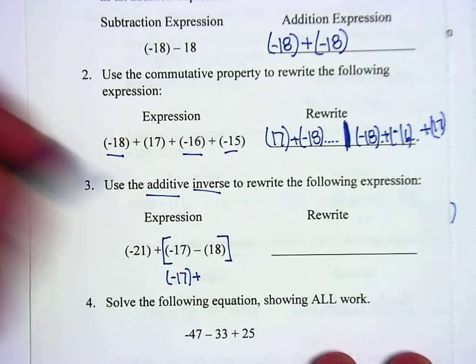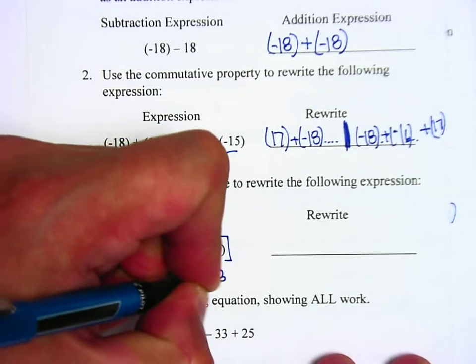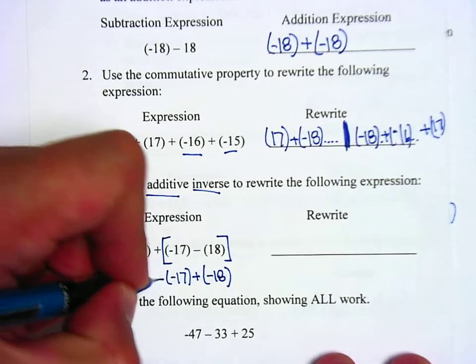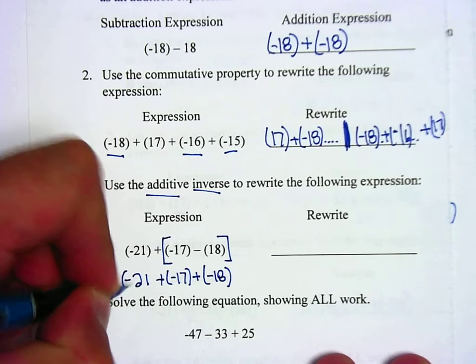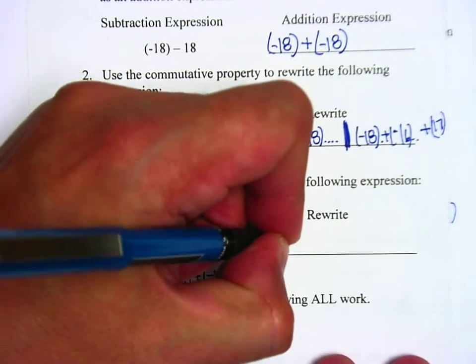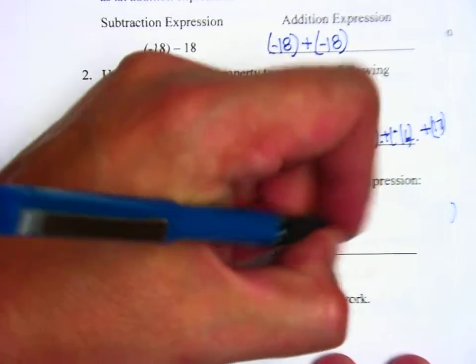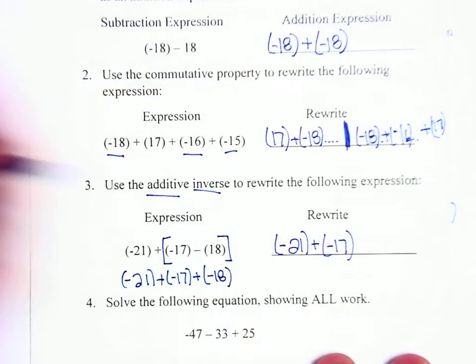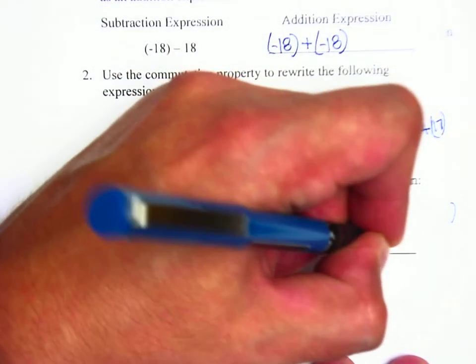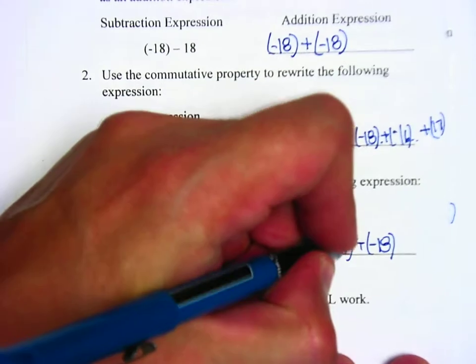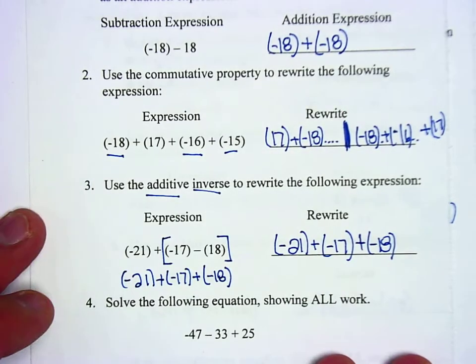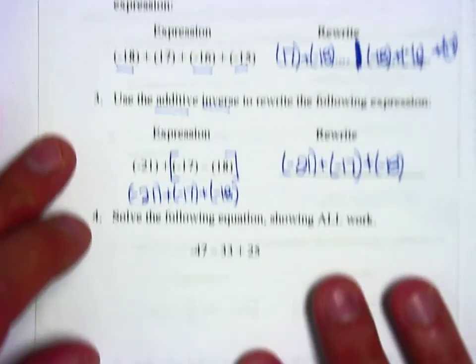This is a positive 18, so it becomes a negative 18. And then I just attach whatever was with it. So my final answer is negative 21 plus negative 17 plus negative 18, because the additive inverse turns subtraction expressions or equations into addition. I'm not asked to solve, so I just move on.